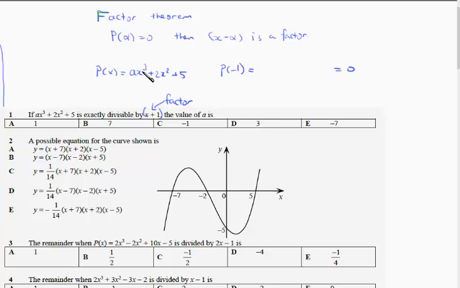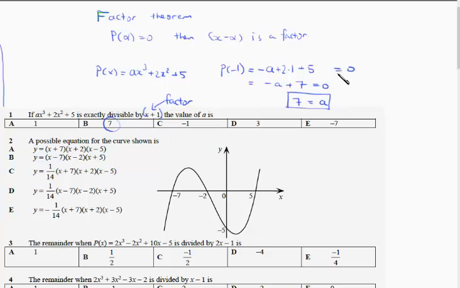So this will be -1 to the power of 3. What's -1 times -1 times -1? That's -1. So this is negative a. -1 squared is 1, so this is 2 times 1 plus 5. So this is equal to negative a plus 7, isn't it? 7 equals 0, so 7 equals a. So the answer is 7.